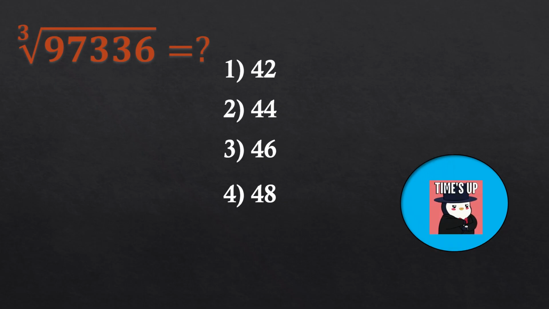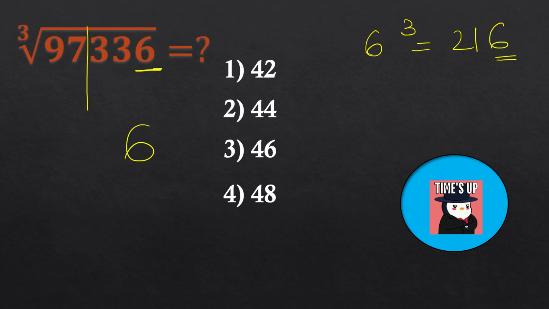Time up. Last digit 6 किस क्यूब में आता है? 6 क्यूब में. That is 216. So 6 will be your last digit. Divide the number. So cube root of 97 lies between which of the cubes?